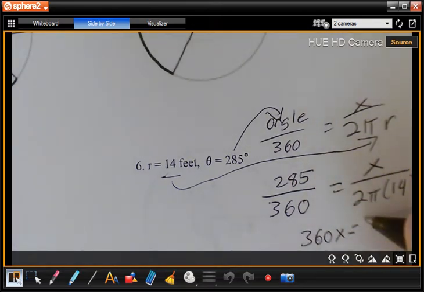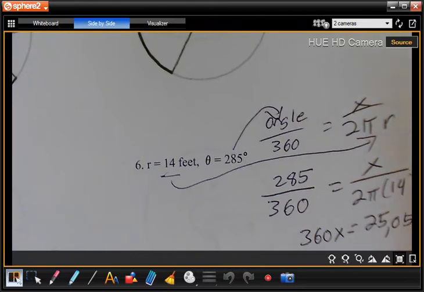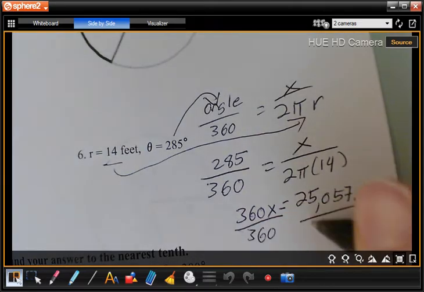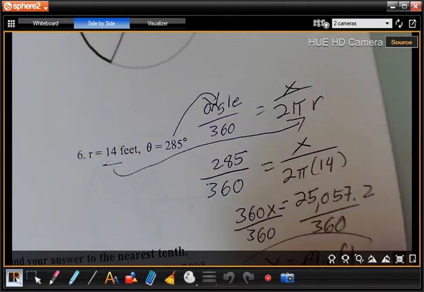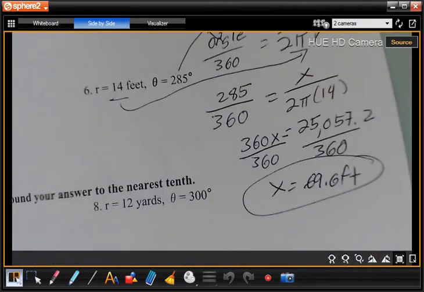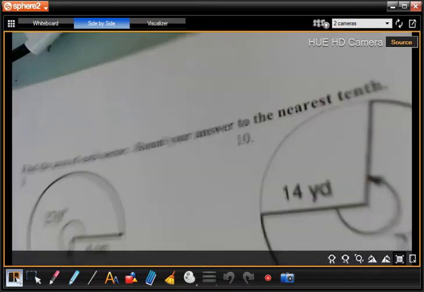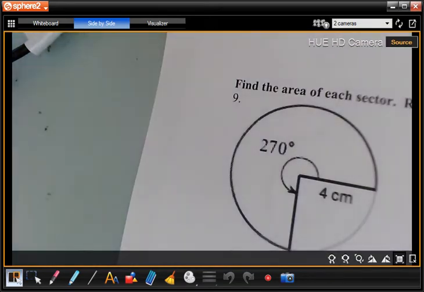So I'm just going to multiply across, and I get 360x equals 25,057.2. And then I'm going to divide both sides by 360. This gives me 69.6 feet. Okay, let's do a couple for area. So we're going to turn it over and look at the next page. First, because I want to do a picture first, we're going to look at number 12.